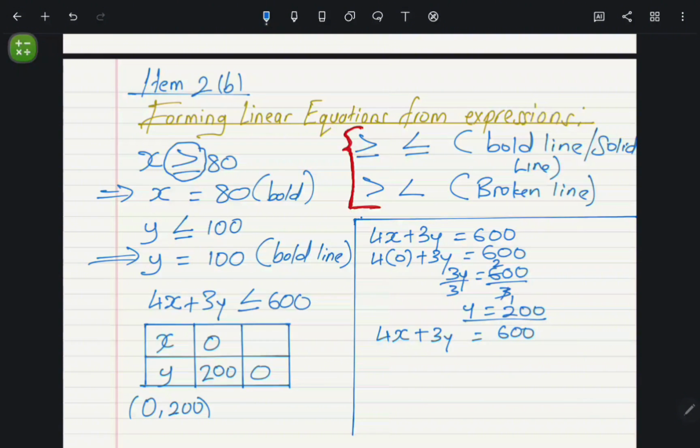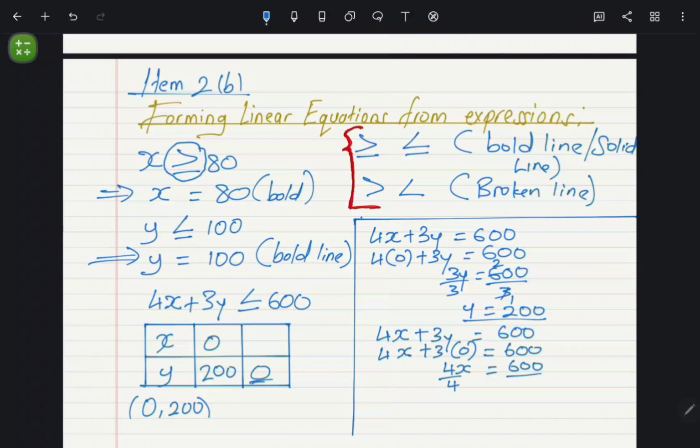Let's leave this one aside. Let me underline it because it is the answer of the previous working. So when y is 0, what will be the value of x? We shall have here 4x plus 3 into 0, because the value of y here is 0, equals 600. So now here what are we having? We shall remain on this side with 4x is equal to 600.